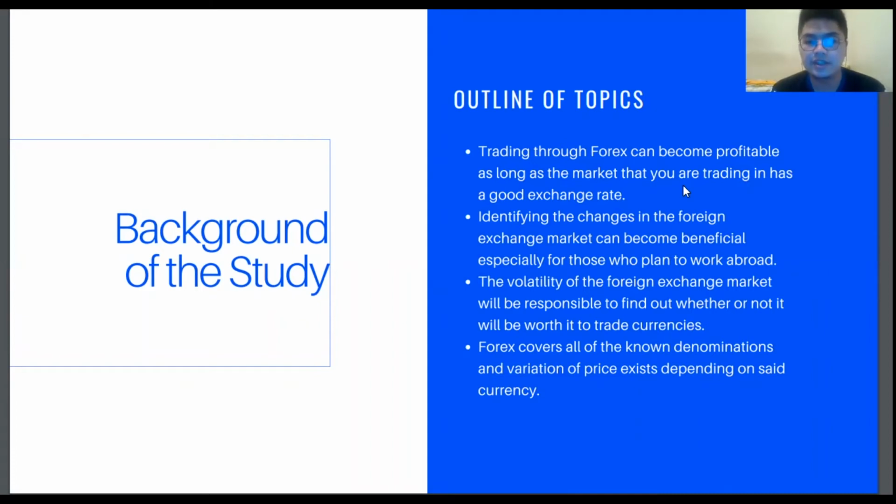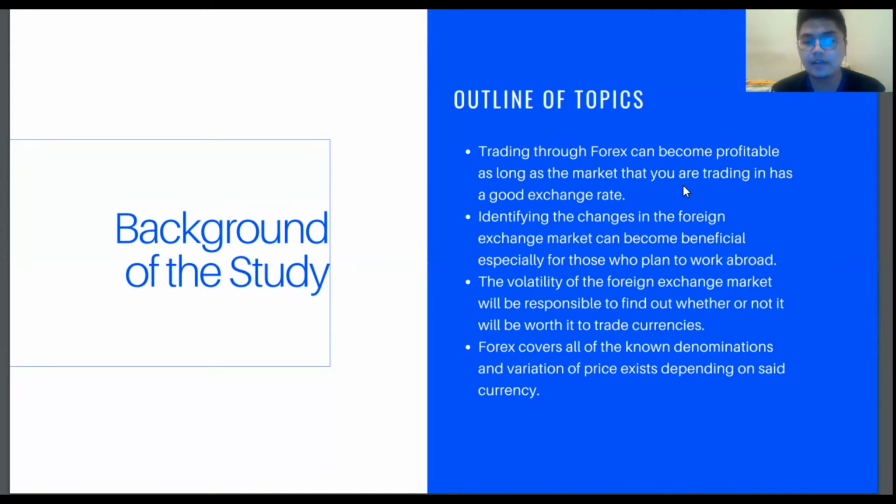Identifying the changes in the foreign exchange market can become beneficial, especially for those who plan to work abroad. If the market is good in trading the money, when you work abroad, of course, you will be gaining different kinds of money. Aside from pesos, like dollars, Canadian dollars, Hong Kong dollar, won, yen, all those other kinds of money. When you earn those kinds of money and convert them to pesos, if it has a good exchange rate, you will be earning more than you can earn here in the Philippines. All in all, that is a good benefit.